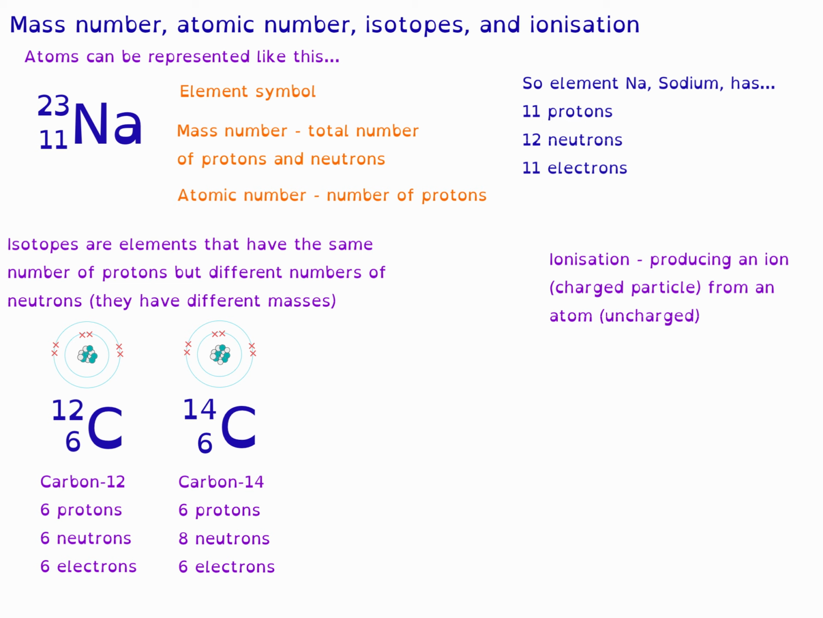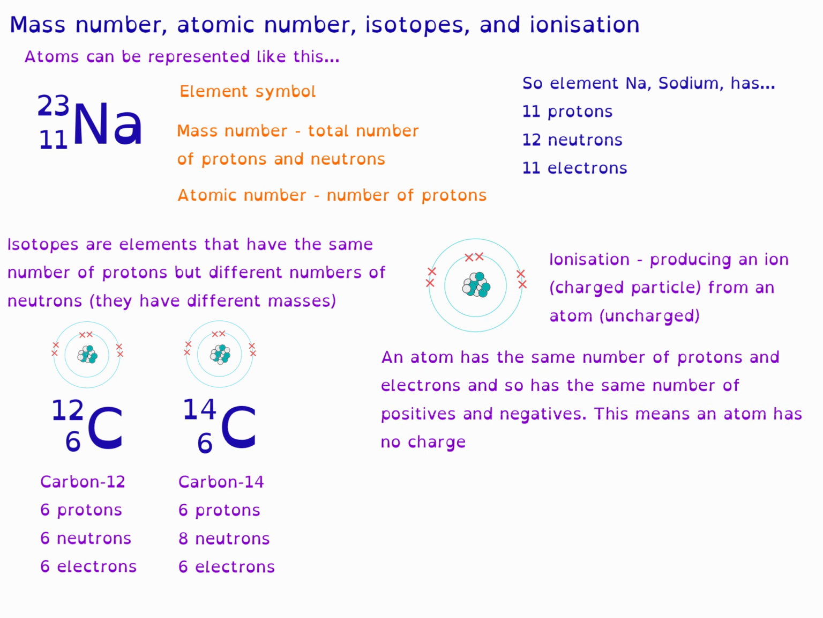Ionization is when you produce an ion, which is a charged particle, from an atom which is uncharged. An atom has the same number of protons and electrons, so has the same number of positives and negatives. This means an atom has no charge, it's electrically neutral.